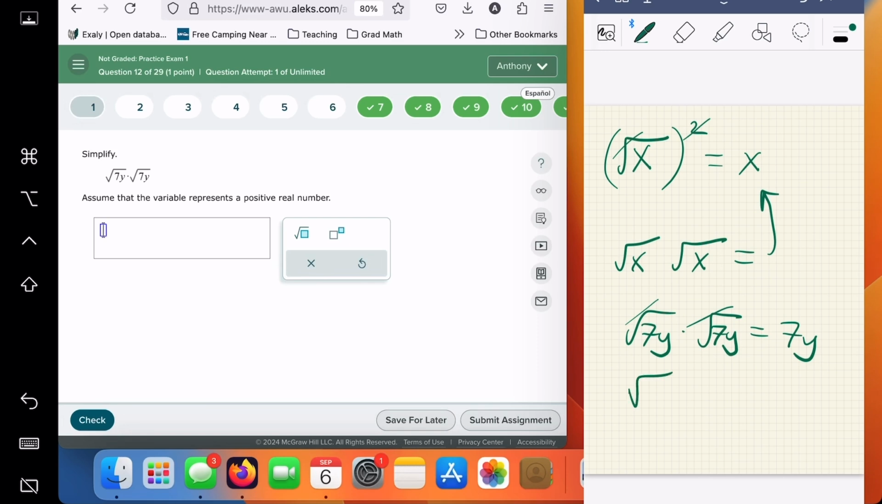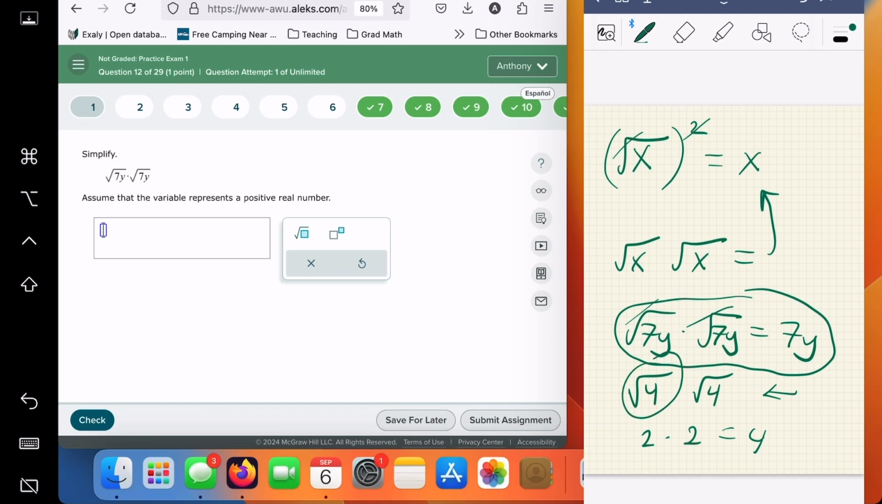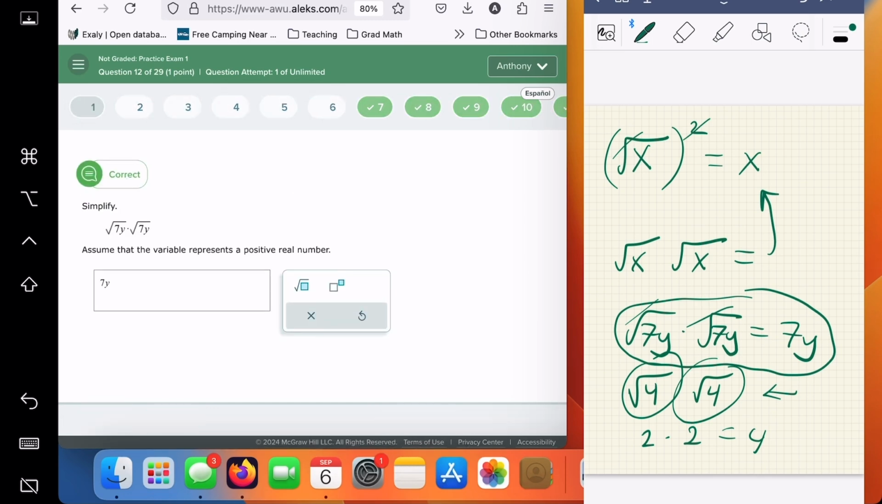And we can also see this with numbers if that all feels mysterious. Math is a science, and this is what an experiment looks like if you want to test a hypothesis, right? So we have a hypothesis, and now I'm going to check it with some numbers I know. What is the square root of 4? It's 2. What is the square root of 4? It's 2. When I multiply it, I get 4. So yes, indeed. If I multiply this with that, I just get what's on the inside, right? So, all right, 7y. Check. Continue.